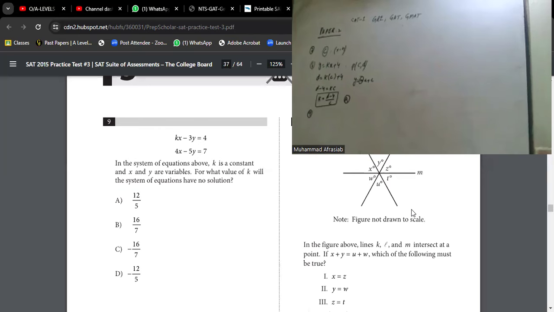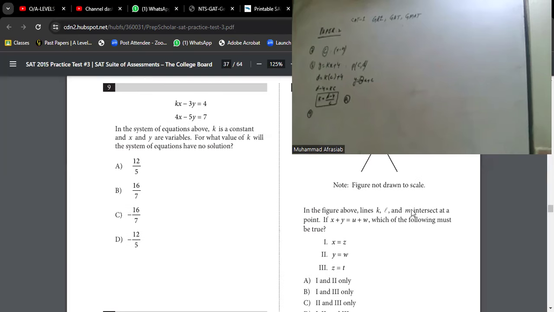Question number 9. Kx minus 3y is equal to 4. 4x minus 5y is equal to 7. In the system of the equations above, k is a constant and x, y are the variables. For what values of k will the system of the equations have no solutions? So we know that no solution means that the slopes are equal. So we will first find the slope of these two equations and they are going to be equal, and then we can find out the value of k there.